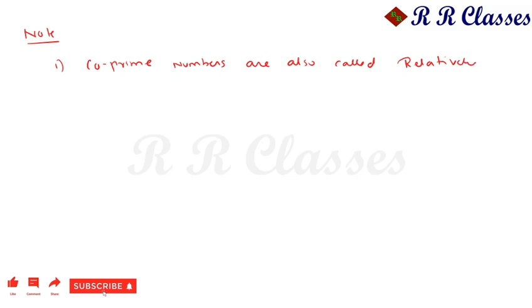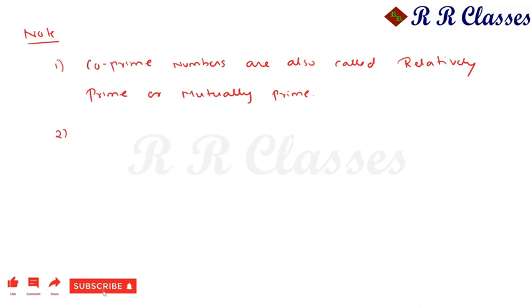Let us have a note. First one, coprime numbers are also called relatively prime or mutually prime.